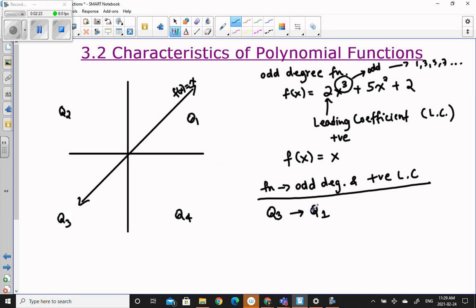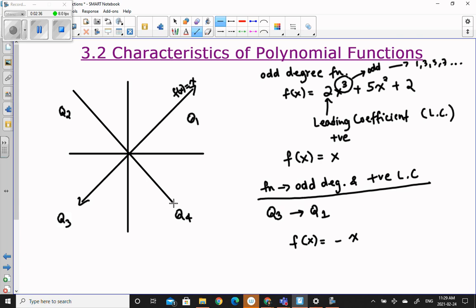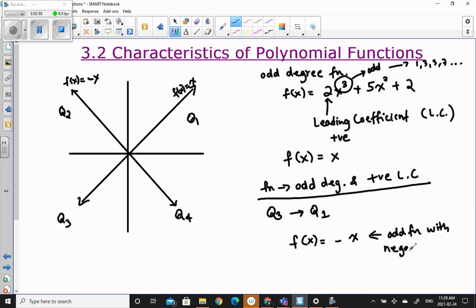And what if it was an odd degree but a negative leading coefficient? What if your function was f of x equals negative x? So let's draw a rough sketch of that line. It would be something like this, right? This is f of x equals minus x. So it has an odd degree with a negative leading coefficient, because the leading coefficient is negative 1.